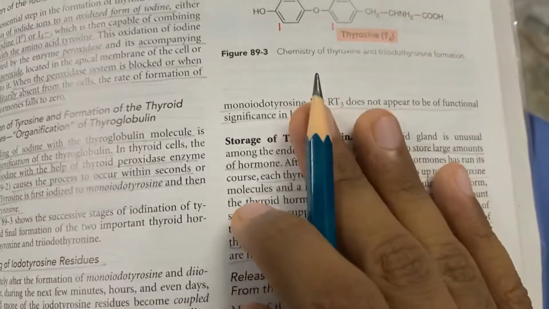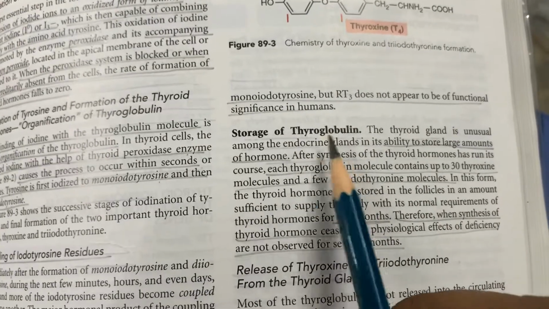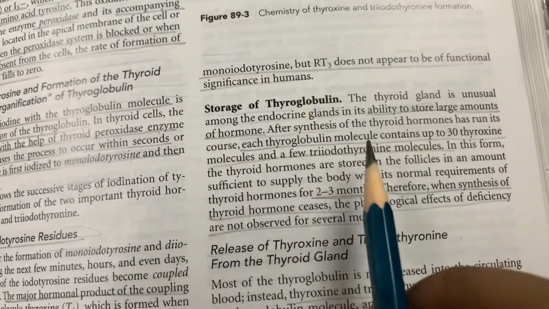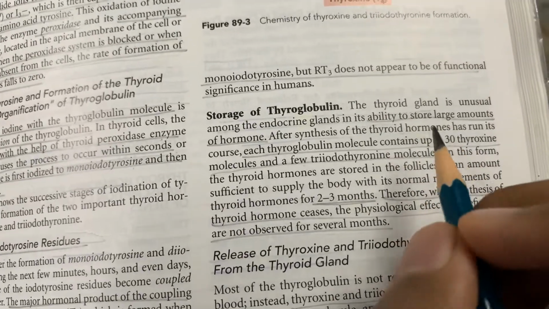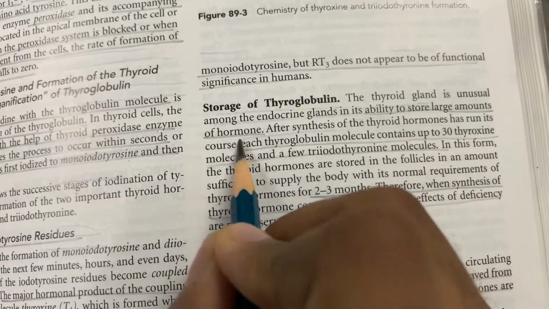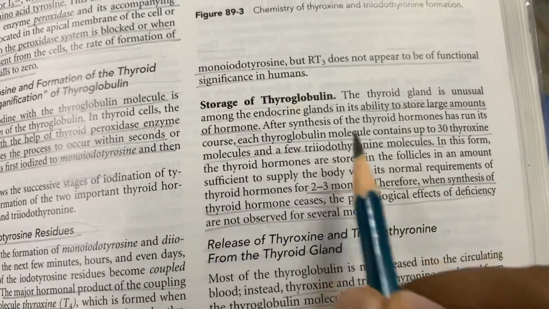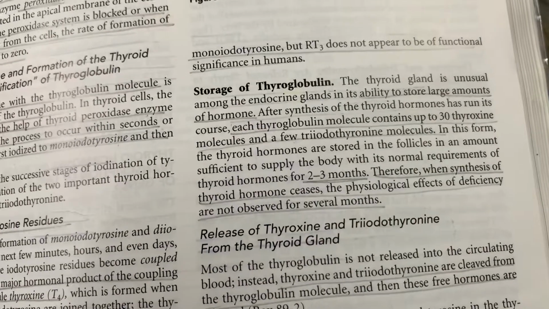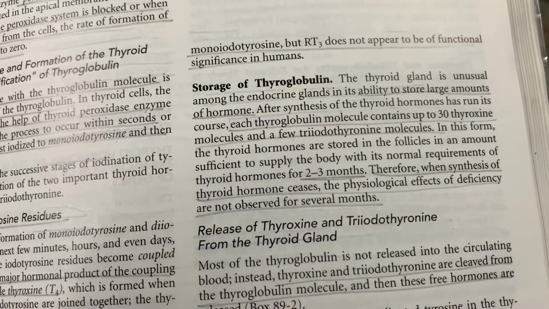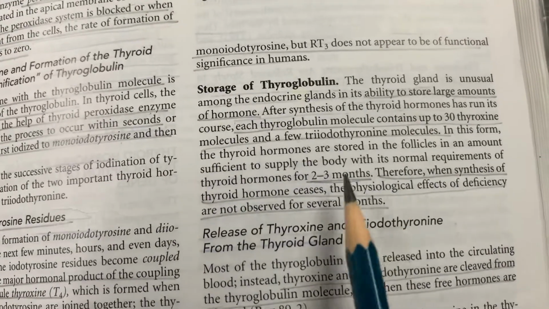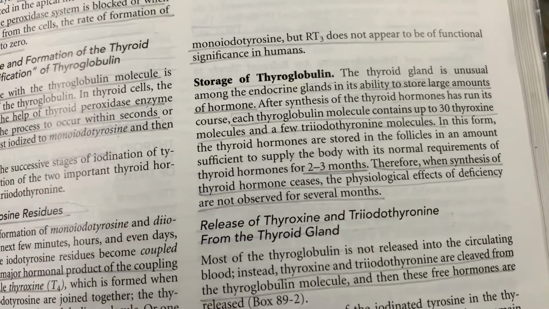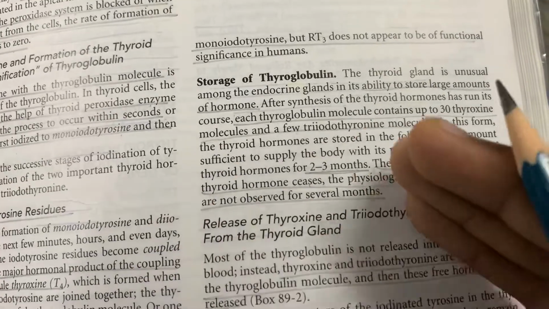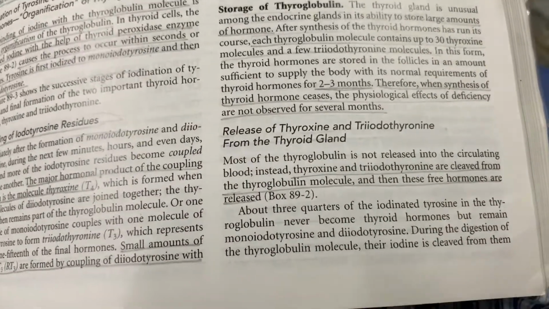And then after you have formed your thyroxine, you need to store it. You need to store the thyroglobulin. The thyroid gland is unusual among the endocrine glands because of its ability to store large amounts of hormone. After synthesis, each thyroglobulin molecule contains up to 30 thyroxine molecules and few T3 molecules. Okay. So normal requirements include up to 2 to 3 months. So when synthesis of thyroid hormone ceases, the physiological effects are not seen for up to several months.